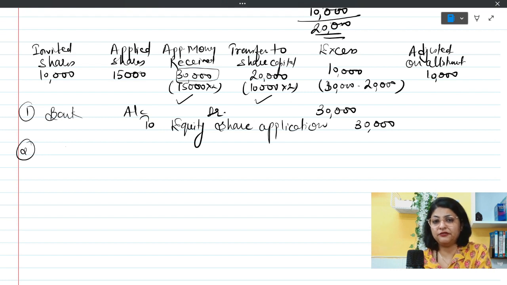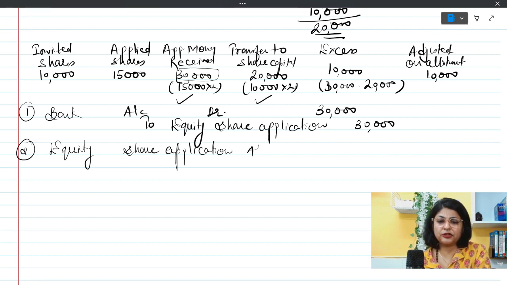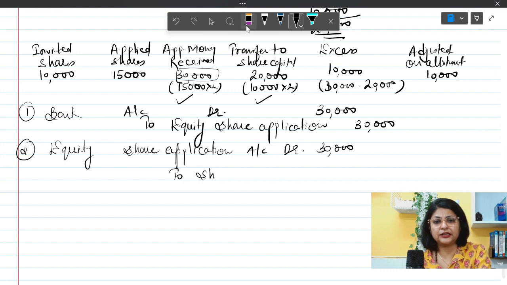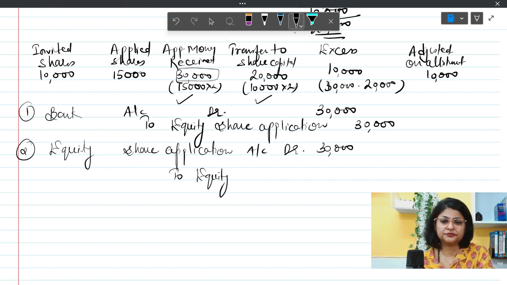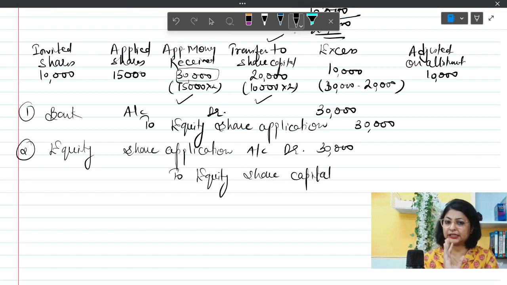In this second entry, we have to be careful. We are going to write equity share application account debit with the same amount with which it was credited. We will write here 30,000 to share capital, equity share capital. And here the amount is going to be this one, transferred to share capital, 10,000 multiplied by 2. So 20,000 rupees is getting transferred to equity share capital.